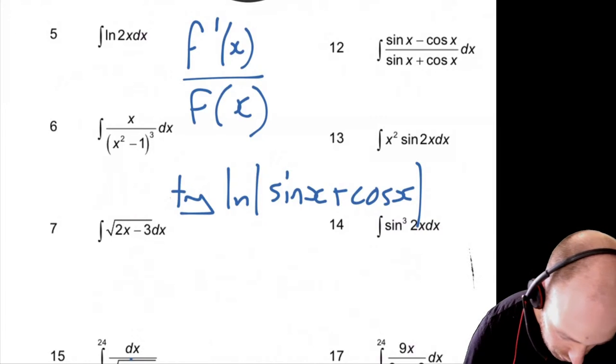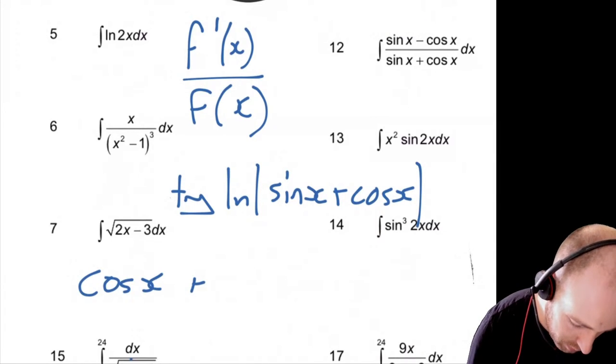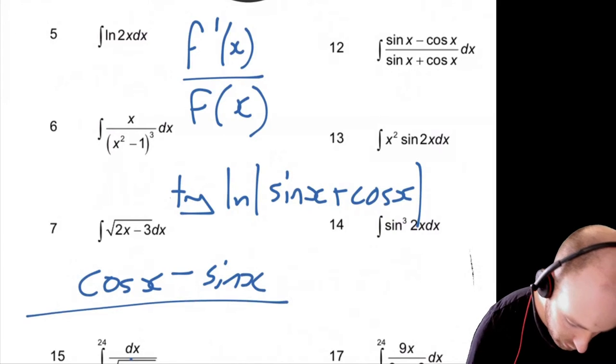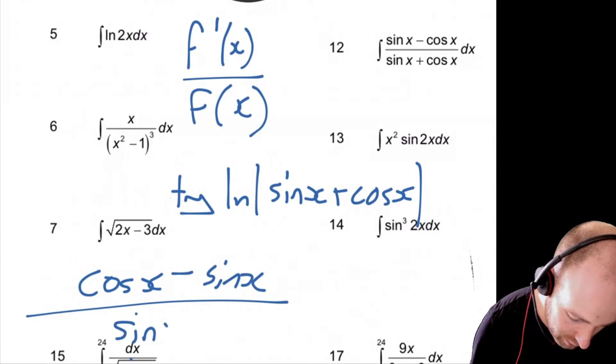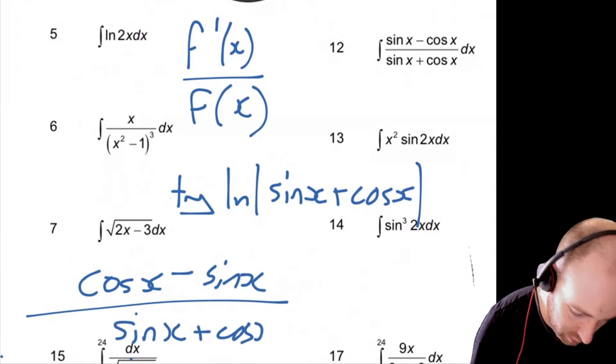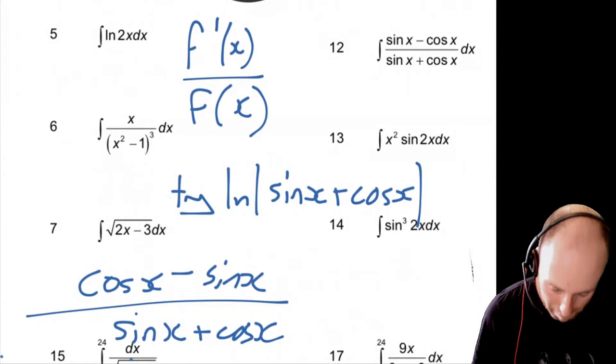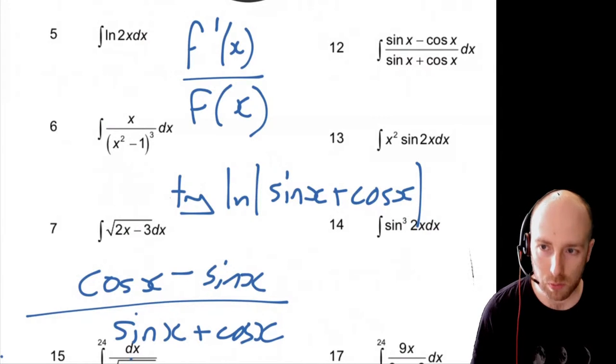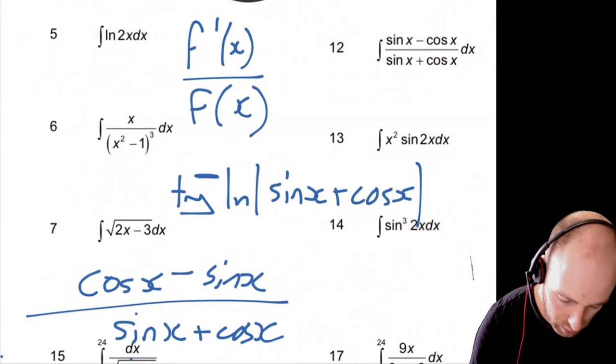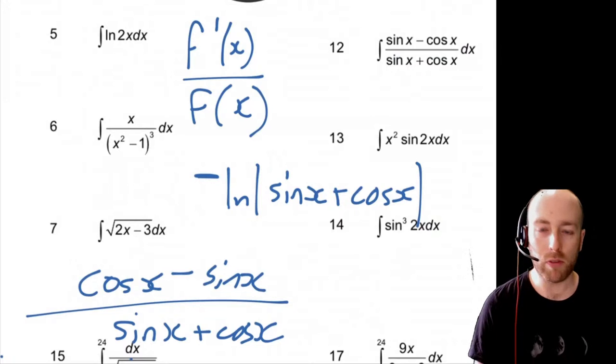Sine we differentiate to cos. So if we differentiate this quickly, we get cos x. Cos we differentiate to minus sine, so minus sine x all over sine x plus cos x there. You can see we've almost got that, but our signs are different, so we need to put a minus sign in front of that one.